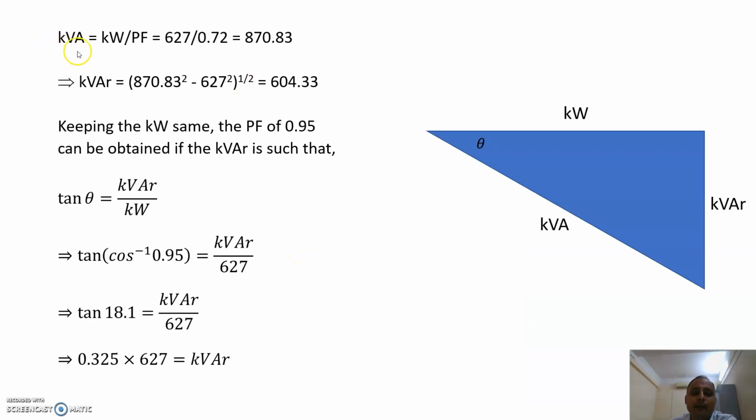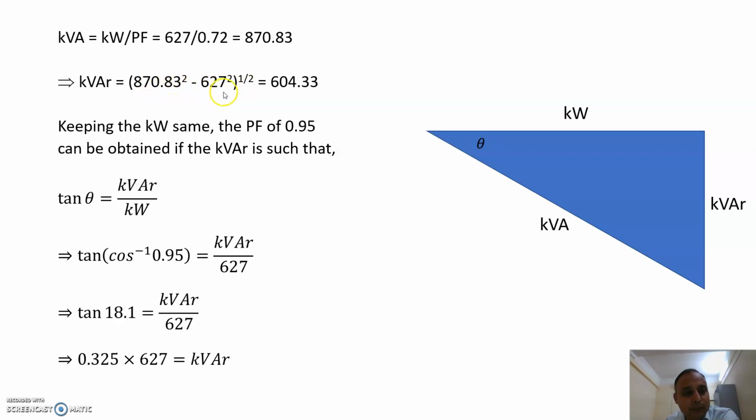So kVA in relation to kilowatt and power factor: the kilowatt is given as 627 and the power factor from the utility bill is obtained as 0.72. Therefore the kVA value is 870.83. We just find it. Then we can find the kVAR value from this triangle. Already 627 is given and 870.83 we find, this hypotenuse, by taking simple trigonometry into consideration.